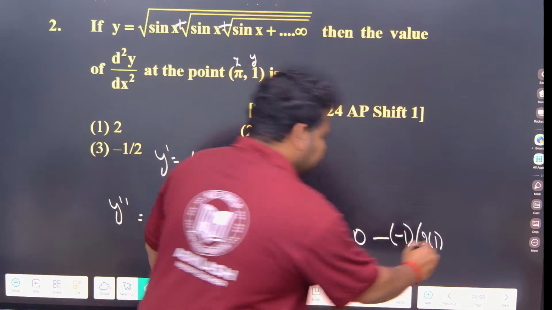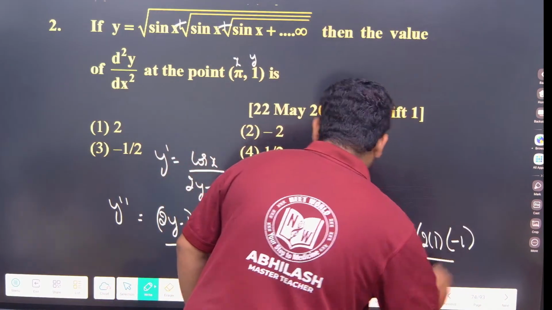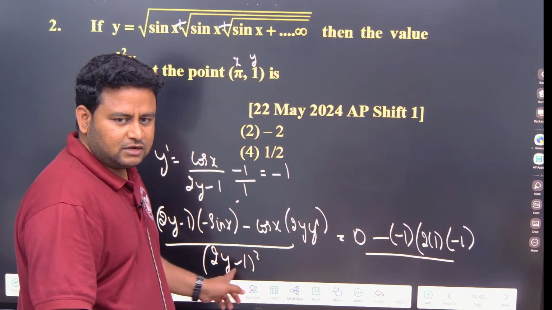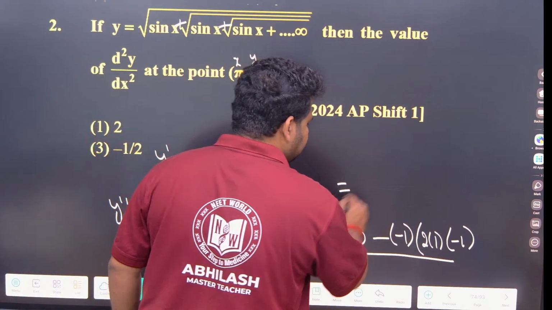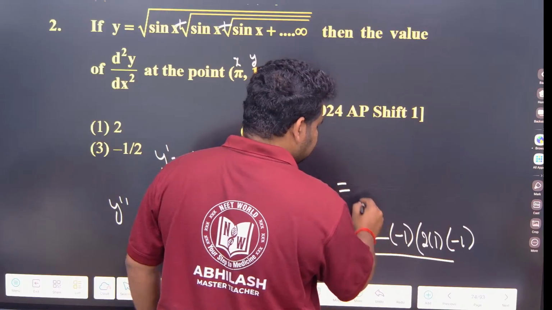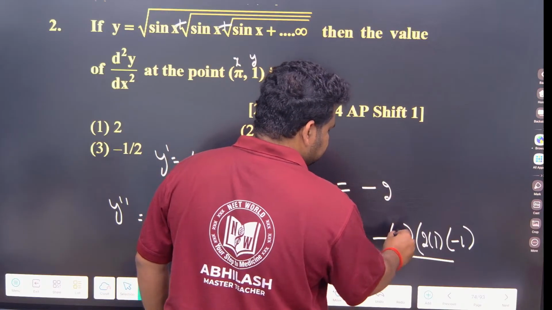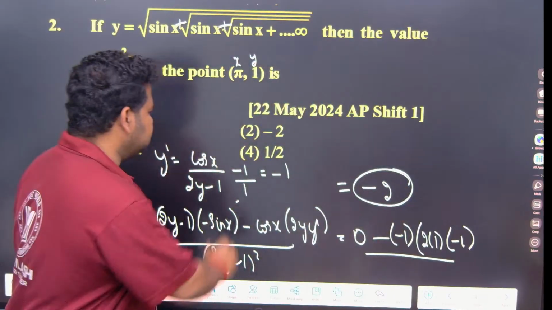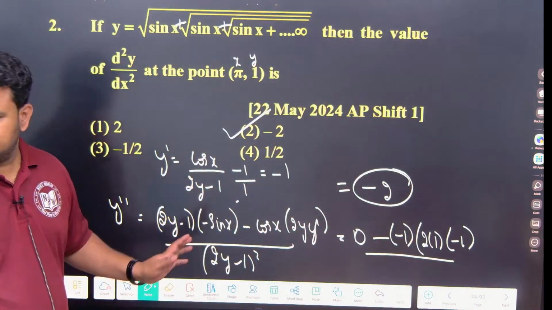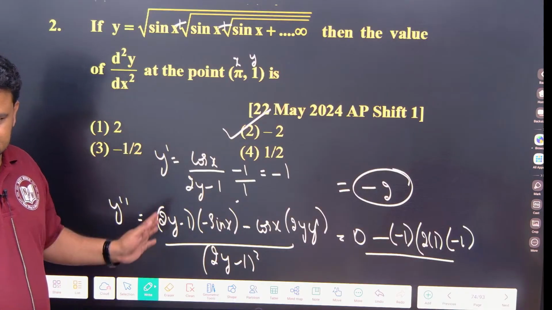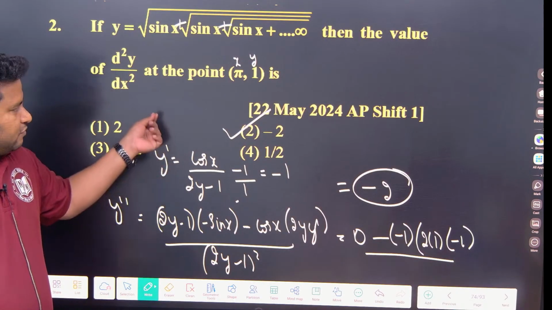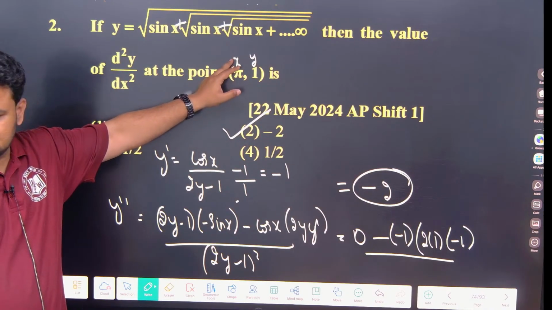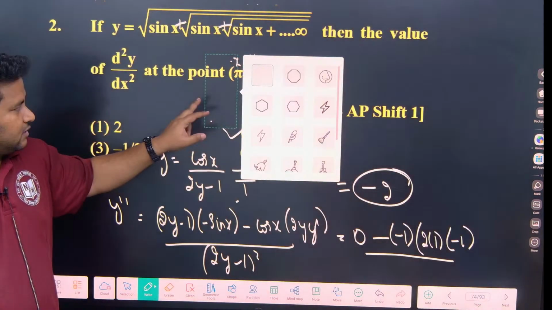So minus 1 divided by 2y minus 1, 2 into 2 minus 1 is what, 1, 1 square is 1 itself. So we will get minus 2, minus into minus plus, plus into minus is minus, we will get the answer as minus 2. Very simple, second one, understood? So first find the first derivative, second derivative, then put the values at pi comma 1. Don't get confused here, pi represents x, 1 represents y, okay, clear?